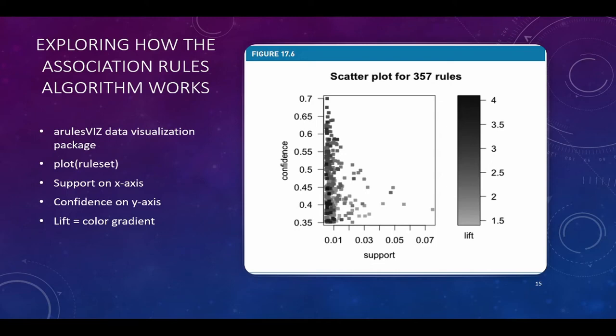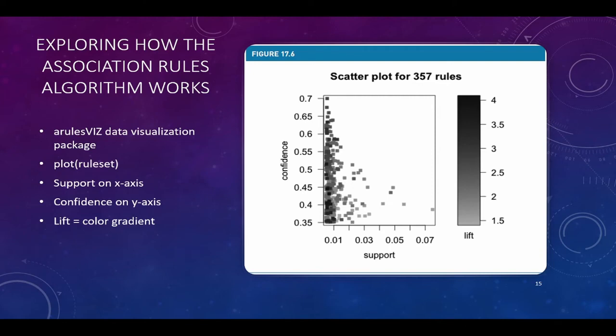Now you can plot the confidence versus support with the lift being the gradient of the color. So your lift is going to be, remember, how interesting your rule is. The arulesViz visualization captures novel combinations that didn't have enough support or confidence to appear in any of the previous plots, so it makes it a little bit more interesting. That's really all there is to the association rules mining algorithm.